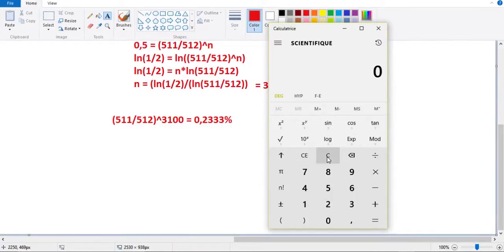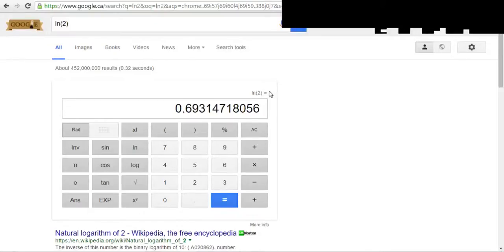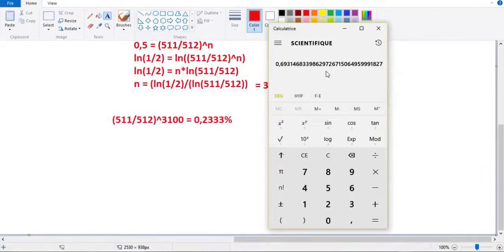If you do 1 divided by 2 log divided by 1, 2, 3, 4, 5, 6 divided by 1, 1, 2, 3, 4, 5, 6, this is almost equal to ln of 2, 69314. Nope. And then 693.14718, and then here you don't have a 7.